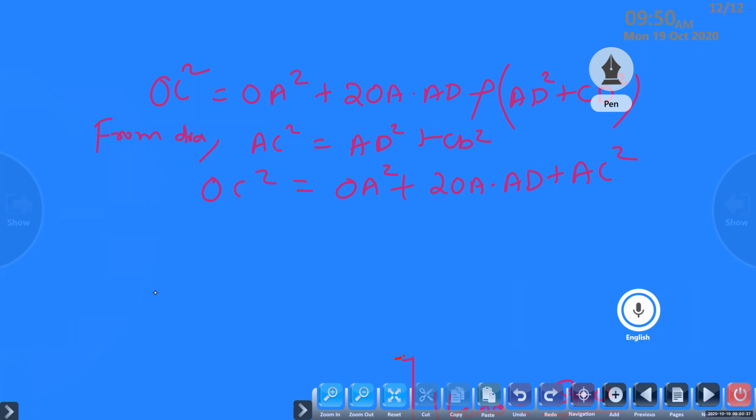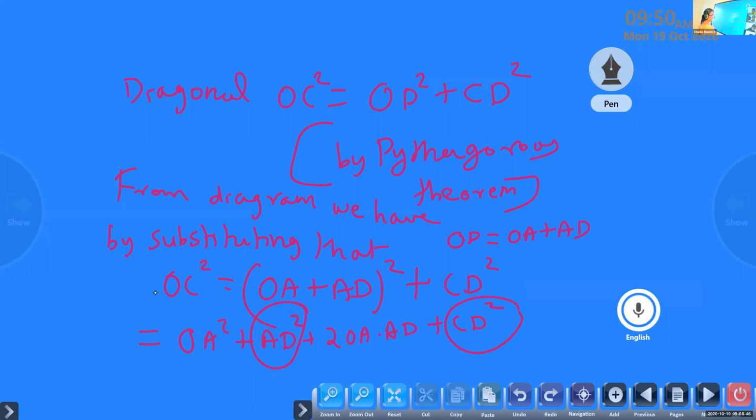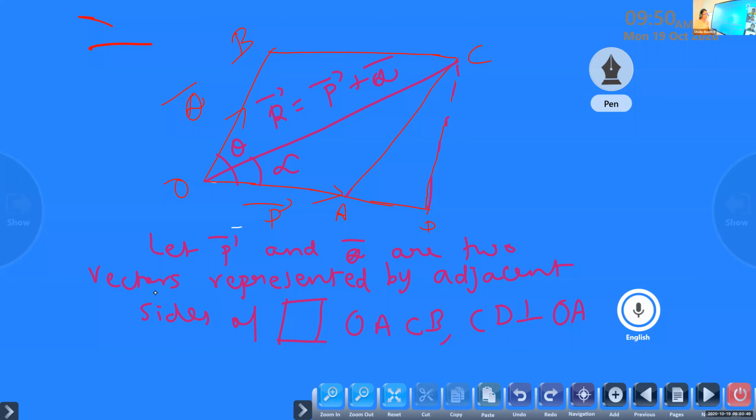Okay. So we have already completed OC square. To get that, we have to go to the diagram. Let us see. We have to consider triangle ACD. Consider this right angle triangle ACD.